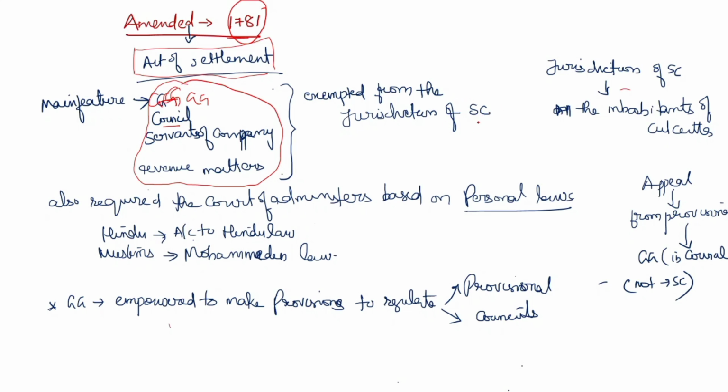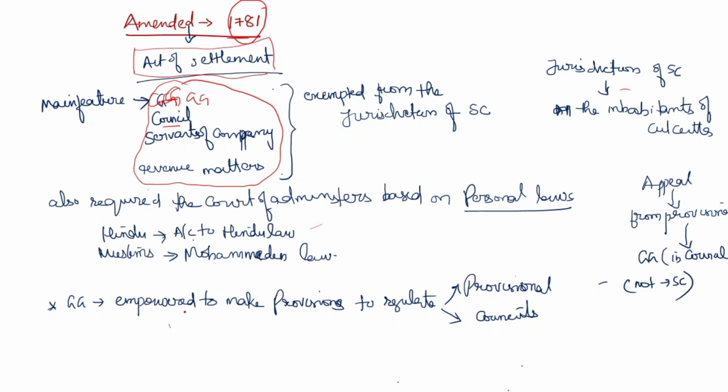The jurisdiction of the Supreme Court is made only for the inhabitants of Calcutta. It also required courts of administration based on personal law. That means Hindus are governed by Hindu law and Muslims are governed by Muhammadan law.